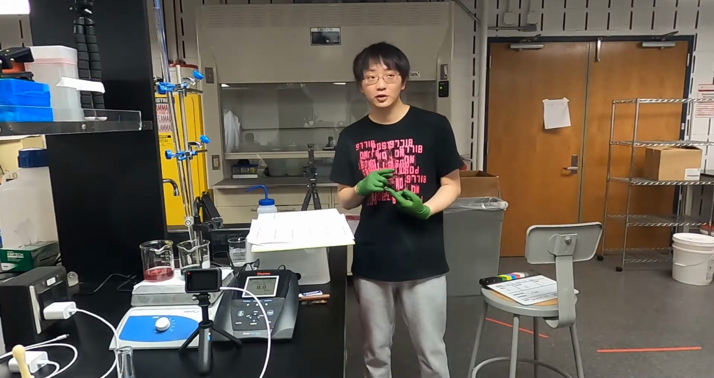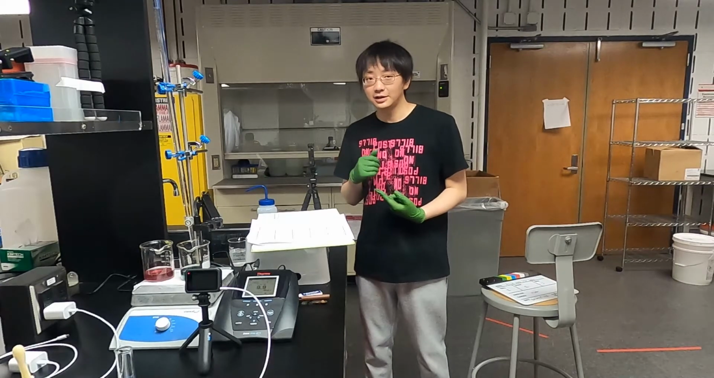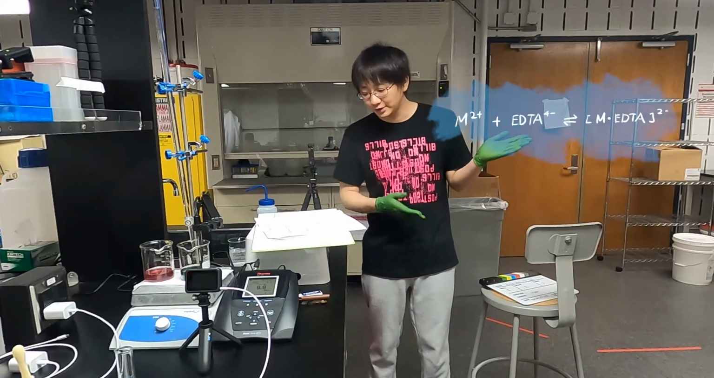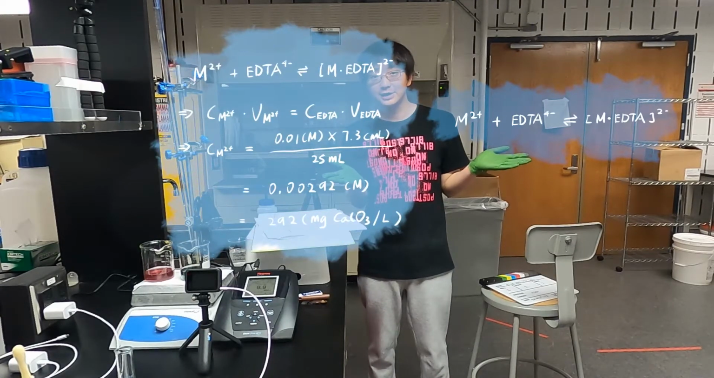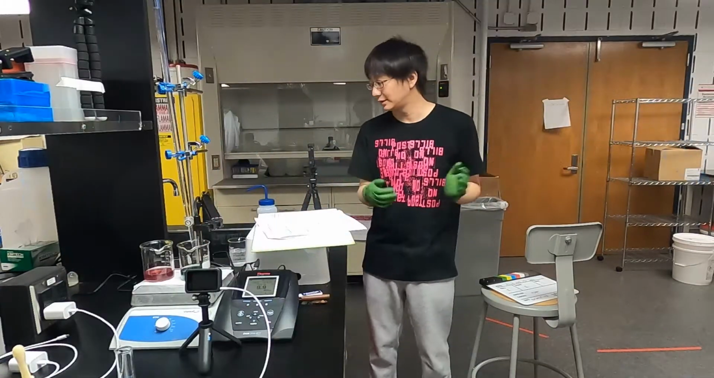And then by having the volume that makes the color change, we can calculate the total hardness. We can use this equation to do the calculation, and then we can calculate the concentration of hardness by this equation. And that's it for total hardness.